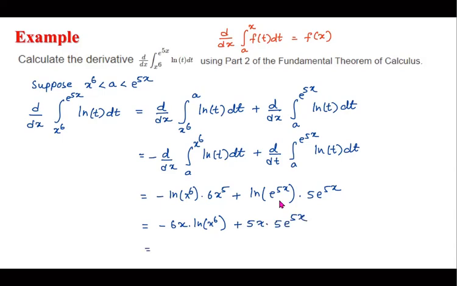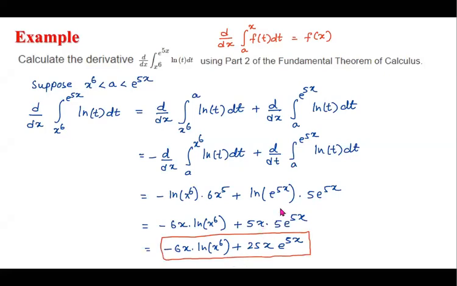So we can simplify a little bit in the second term: 6x times natural log of x to the 6. Then 5 times 5 is 25x, plus 25x times e to the 5x. So that will be the value of the derivative of the integral function, right? We are finding d over dx. This is what I'm saying. The derivative of the integral function, which is given here, is this one.